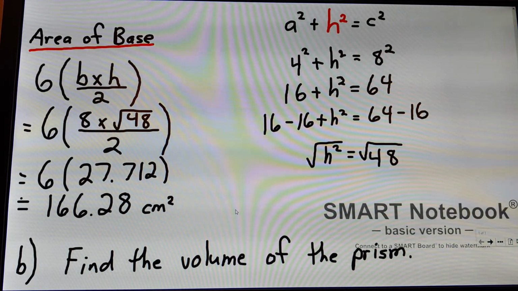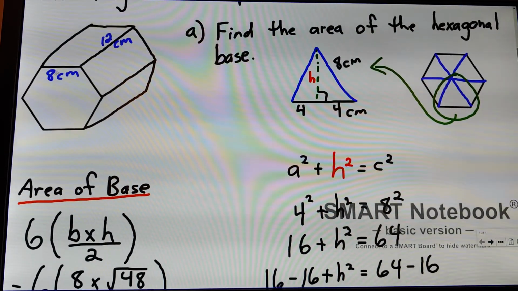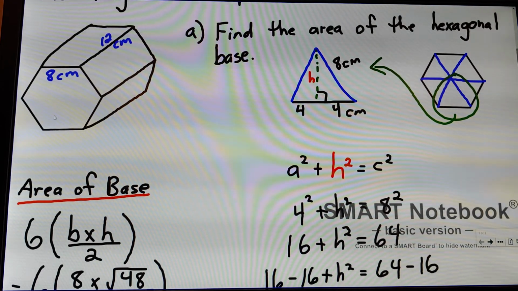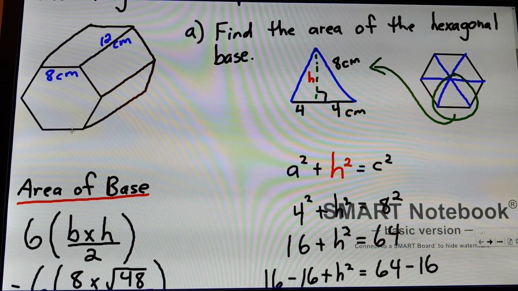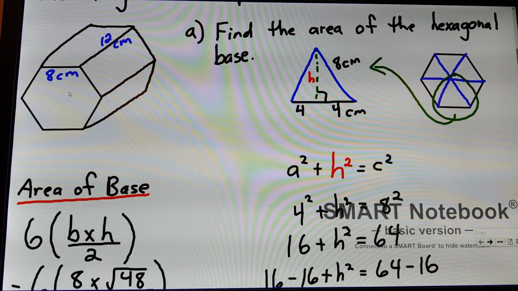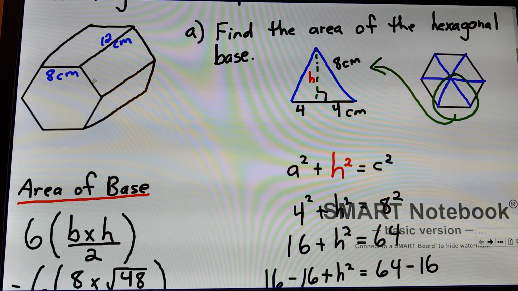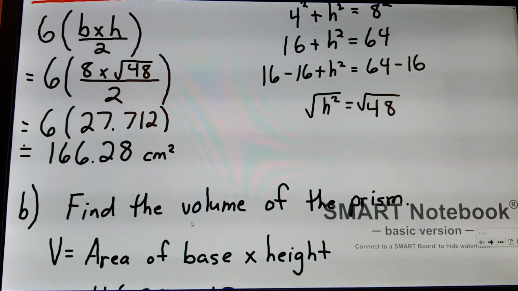Now it tells us they want us to find the volume of the prism. So they want to know how much space is on the inside of this. Well, that's actually fairly simple. We know the area of this end. Now we just have to take that area and multiply it by how long the whole prism is, which is 12. So that's a simple calculation.